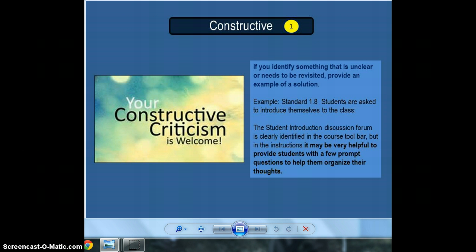The first characteristic is to be constructive. If you identify something that is unclear or needs to be revisited, provide an example of a solution. In this case, I suggested that it may be very helpful to provide students with a few prompt questions to help them organize their thoughts.